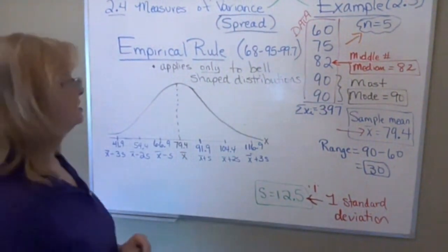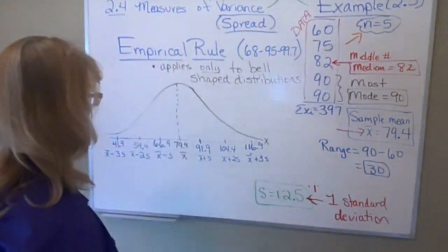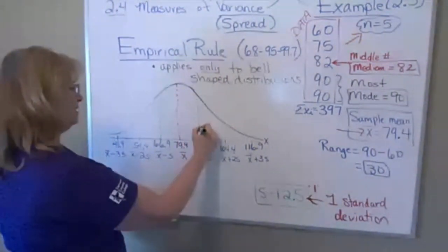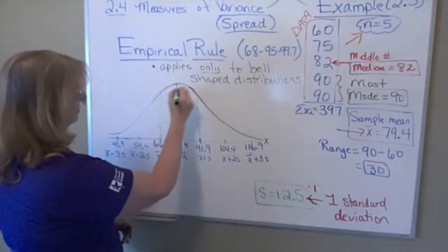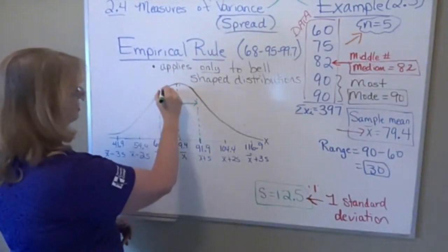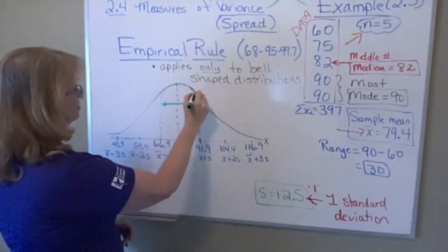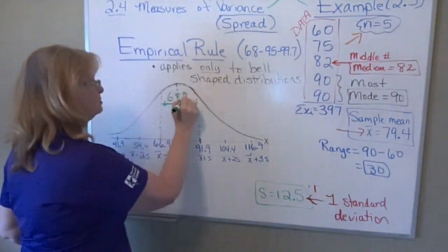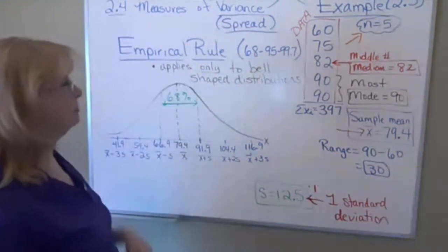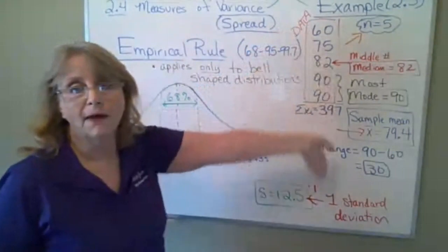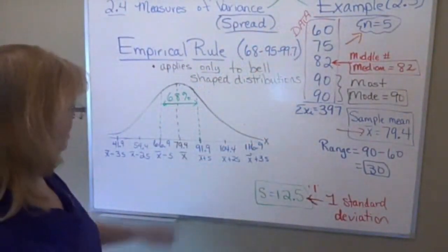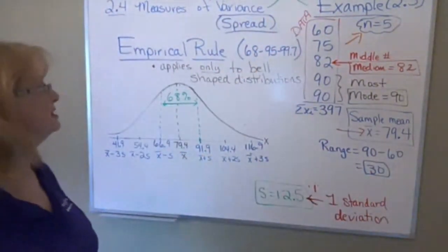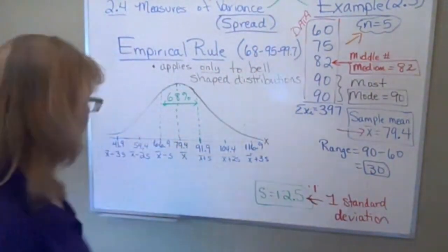So what the empirical rule says is that if your data distribution is bell-shaped, then if you go one standard deviation to the left and one standard deviation to the right, do you see this space in here, from here to here? So these frequencies up here, it's saying that 68% of your data values will lie between those two numbers. Now, if you look at mine, almost all of mine lie between those numbers because you see all of them except the 60 lie between those two numbers. So it's at least 68%.